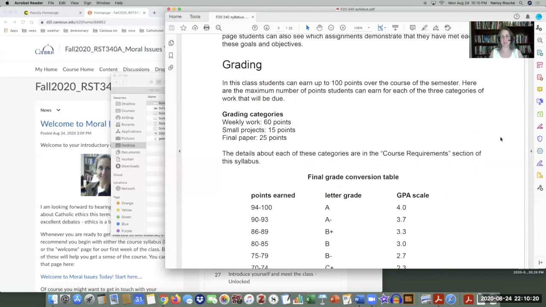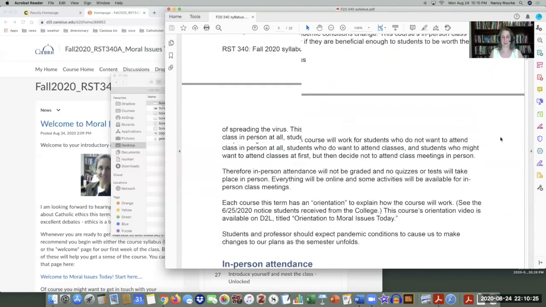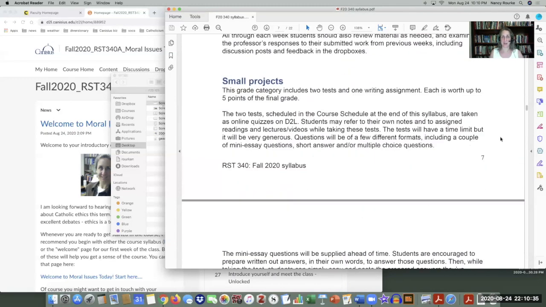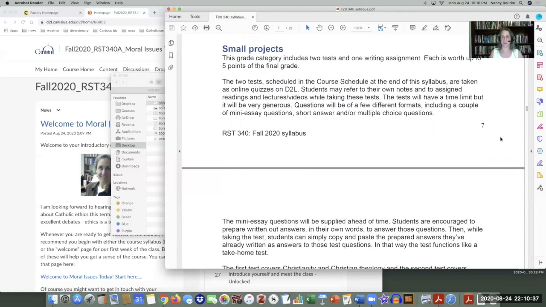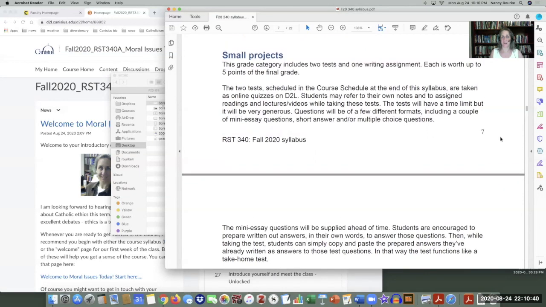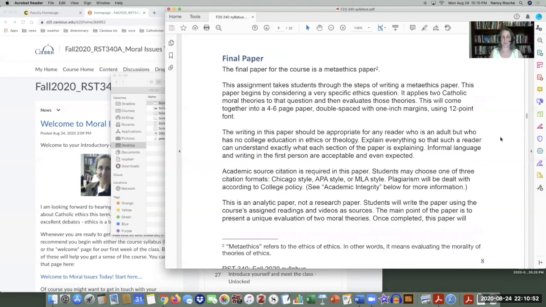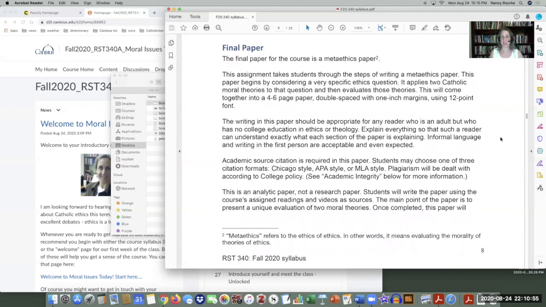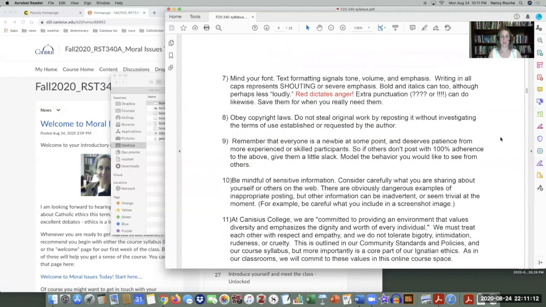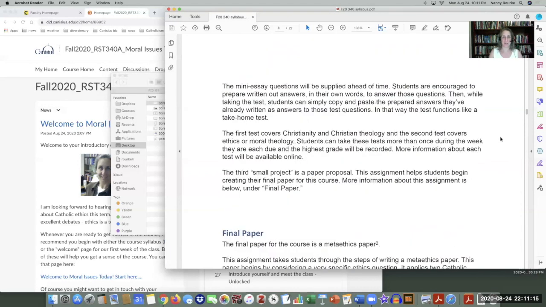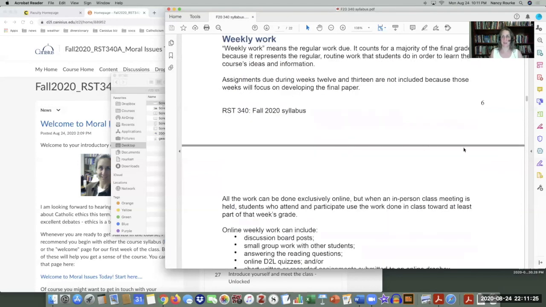The rest of the syllabus gives more details about each of these categories. The small projects, for example, you can find explained beginning on page 7 of the course syllabus. They add up to 2 different tests, both of which will happen early in the semester, and a paper proposal, which will also be early in the semester. The final paper is described beginning on page 8. And the weekly work that will be due on a normal basis is described starting on page 6.